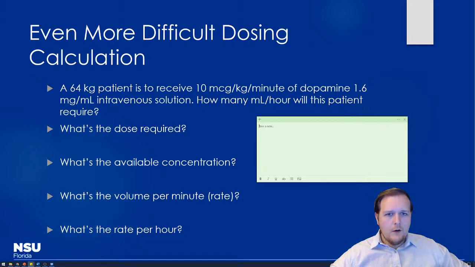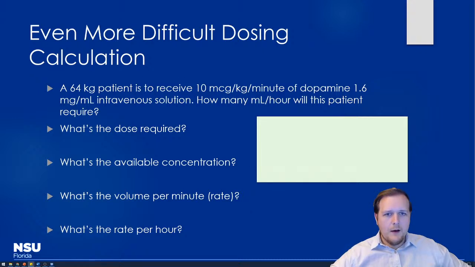So you're thinking, okay, well, I've got so much information here, where do I start? Where do I even begin? Well, first off, I want to figure out what is the actual dose that is going to be required for this patient. How much do they actually need to get? So I can start off by saying, okay, I know they're getting 10 mics per kilo per minute. I know there's 64 kilograms.